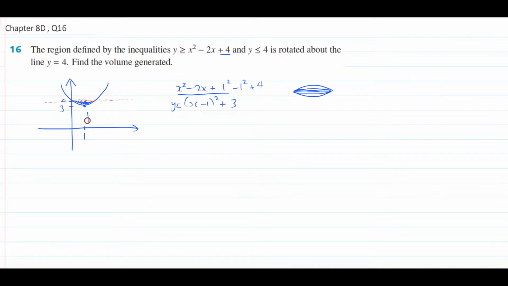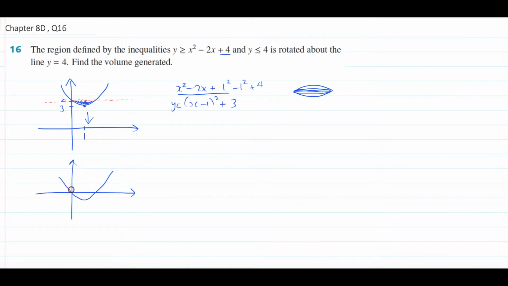So move it down by 4, because that's the line. It's a horizontal line. You can think of this horizontal line as your x-axis. So you move your graph down by 4. And it actually doesn't matter where you find your volume from, as long as it's the same volume, right? So if you move it down by 4, you get the same curve.